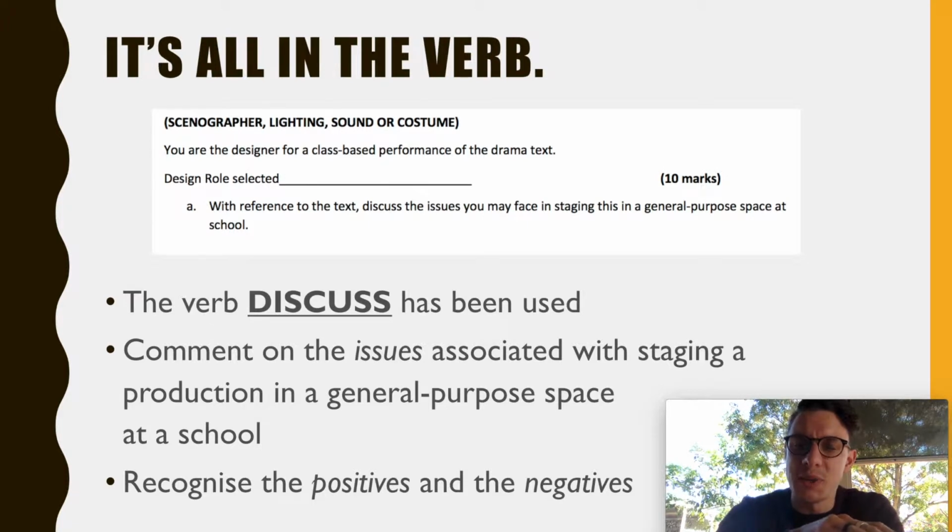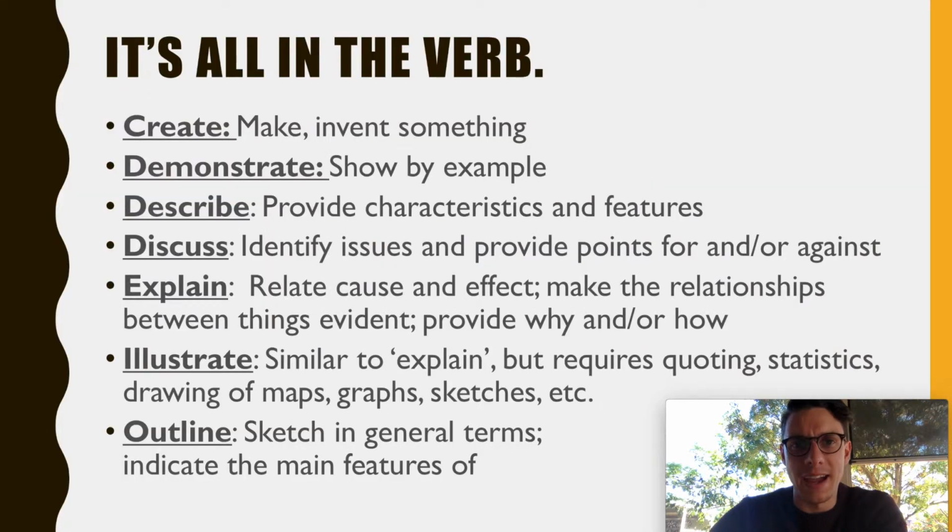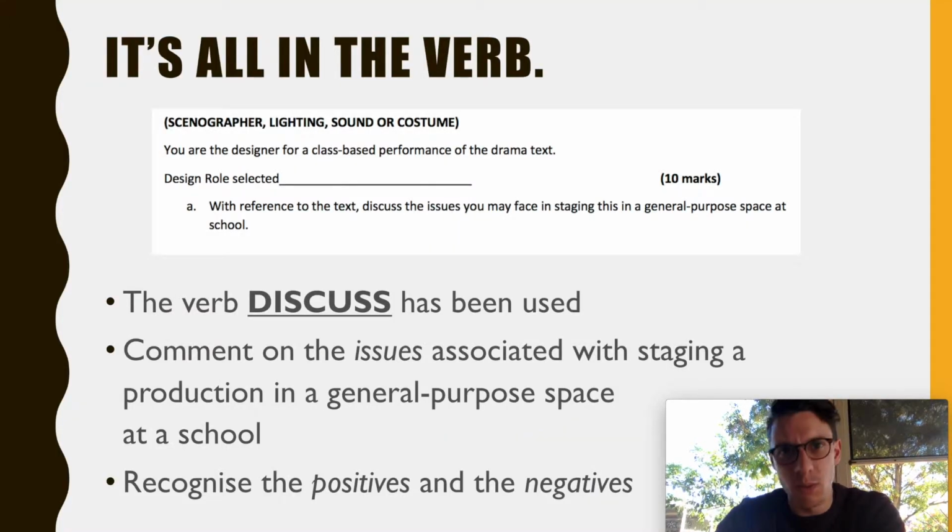So already in that question, we can understand what's being asked. It says discuss the issues. So already it's saying there are some issues that you're going to need to talk about. Give them to us. Discuss. And if we were to go back, we'd see discuss literally talks about identifying issues, providing points for and or against. So when we get to this question, we know exactly what is being asked of us.